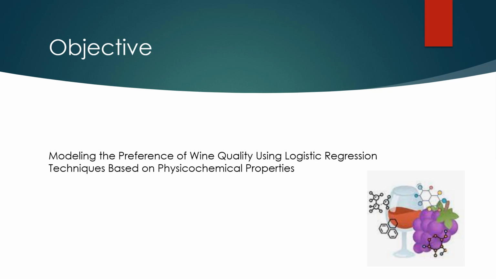Let me talk a little bit about the objective. The objective is to arrive at a machine learning algorithm which will predict whether the wine is good quality or bad quality based on physicochemical properties. The physicochemical properties of wine refer to the chemical and physical characteristics of the wine. This includes factors like acidity levels, sugar content, alcohol concentration, etc. So let us now look at the dataset.